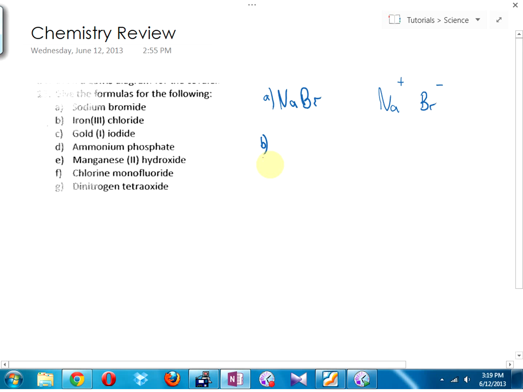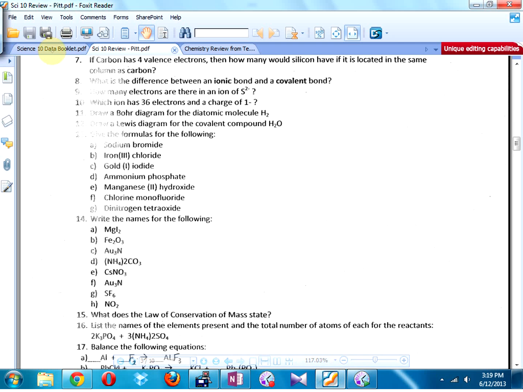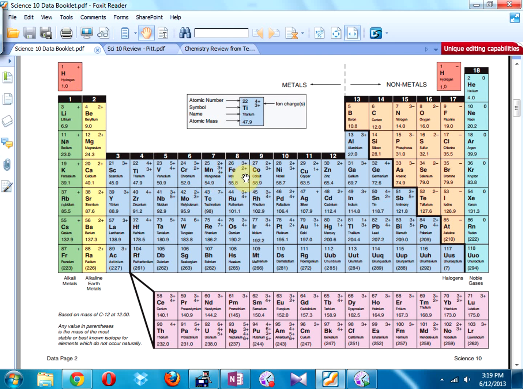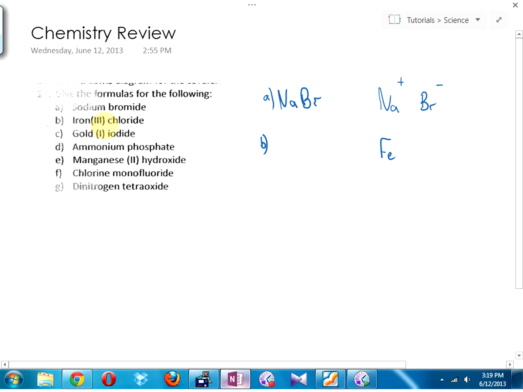B. Iron 3 chloride. Now, why do they have that 3 there? Go find iron, which is Fe. How many ionic charges can it have? Find Fe. It has more than one, does it not? It has 2 charges. What can it have? 3 or 2. That's why they had to tell us which one. I know it's 3. That's what those Roman numerals mean.